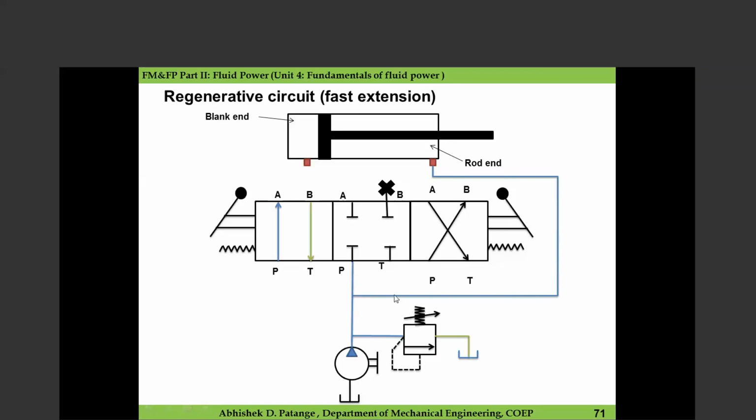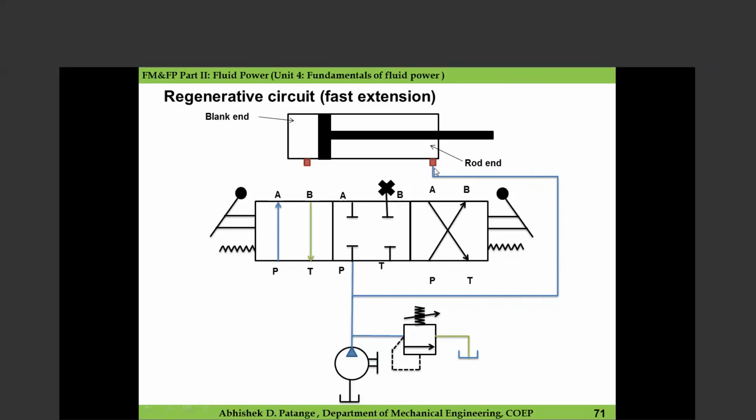Now why is it called the bypass line? Since it is not going through any port of the direction control valve, it is bypassing the direction control valve and is connected to the rod end. So the flow of liquid coming from the pump is divided into two lines. One is connected to P and another is this bypass line which is connected to the rod end.